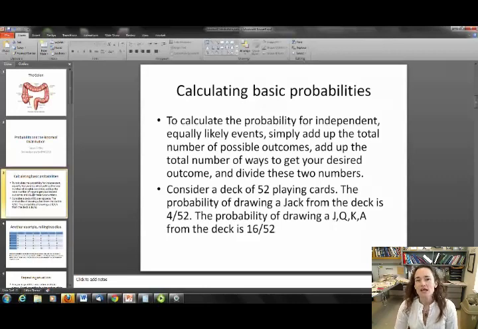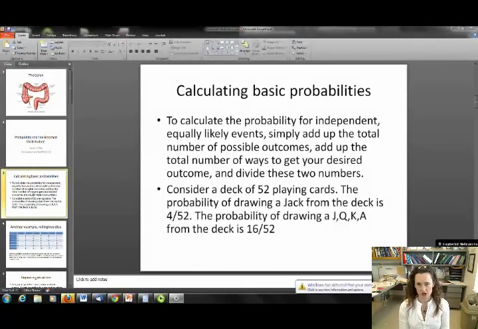Okay, so to calculate the probability for an independent, equally likely event, I'm sure most of you have done this. What you do is you simply add up the total number of possible outcomes, and then you add up the total number of ways to get your desired outcome, and then you divide those two numbers. So, for example, if you wanted to know the probability of drawing a jack from a deck of 52 playing cards, there's 4 jacks and 52 cards, so the probability is 4 out of 52.